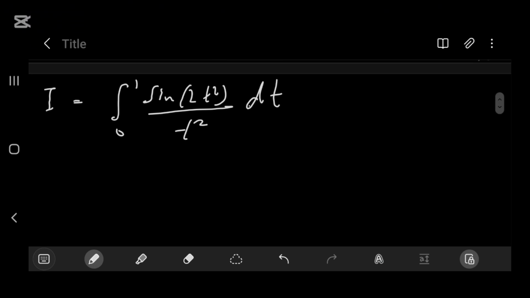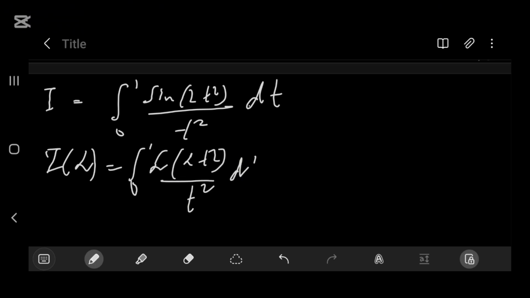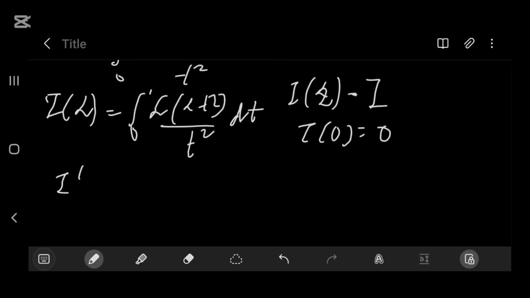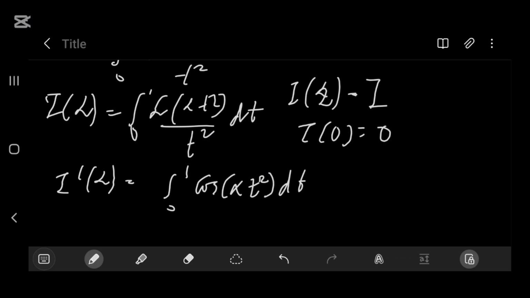Now this is where we do the Feynman trick. Let's take I of alpha, which equals the integral of sin(alpha t²) over t² dt. When alpha equals 2, the required integral will be I, and I of 0 is just 0. When differentiating both sides with respect to alpha, we are left with the integral of cos(alpha t²) dt. And here we go. Now this is where we do the complex analysis part.